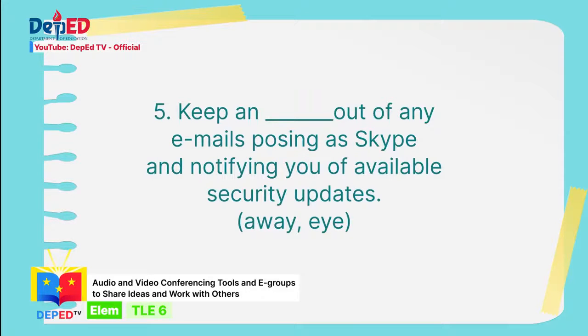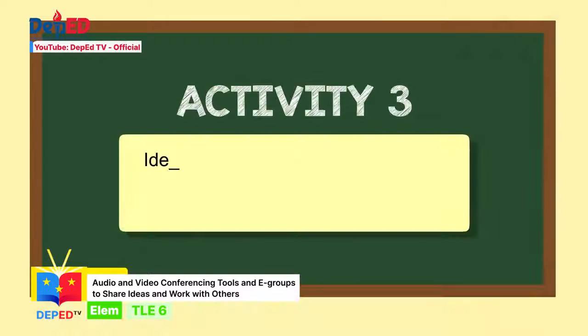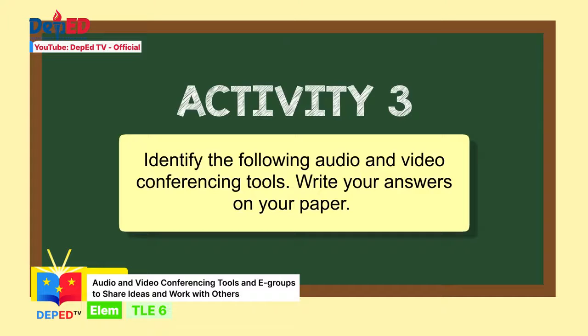Number 5. Keep an blank out of any emails posing as Skype and notifying you of available security updates. Away, I. And the correct answer is away. Activity 3. Identify the following audio and video conferencing tools. Write your answers on your paper.